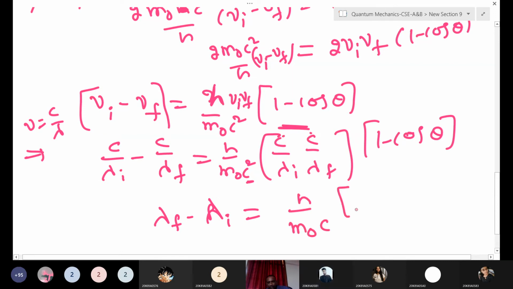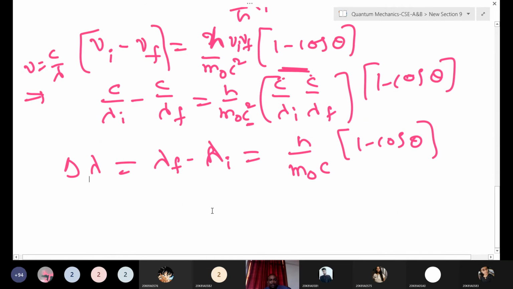Right, that's good. It is just a simplification only, that you can do. So this is the 1 minus cos theta. This is the shift from Compton, what we are calling the Compton shift. That is h by m naught c into (1 minus cos theta). Nothing more here, just simplification.